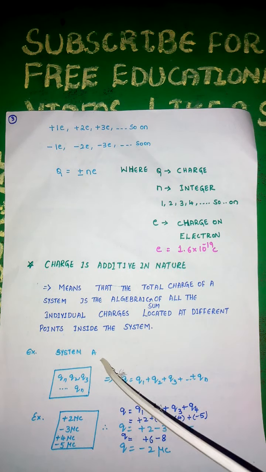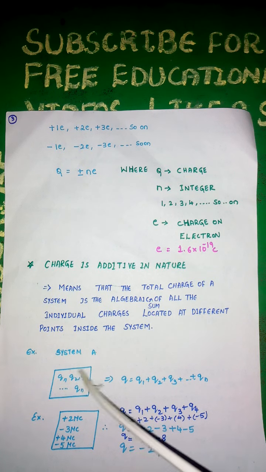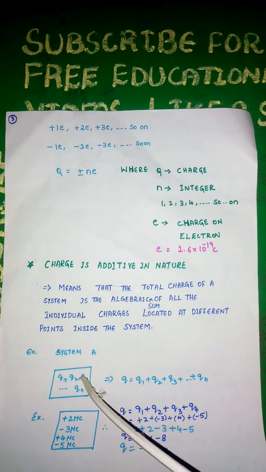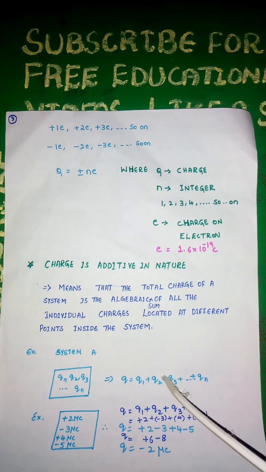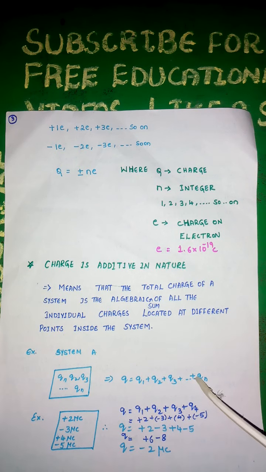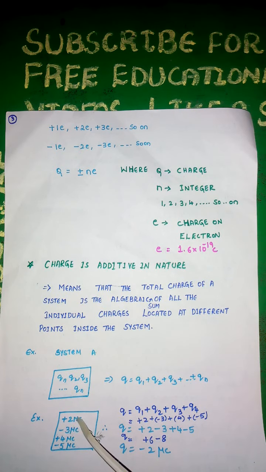Example, system A. Suppose a number of charges are present. Now, what is the total charge on this? Then I have to add all these charges. Q is equal to Q1 plus Q2 plus Q3 and so on till Qn. Example: plus 2 mu c, minus 3 mu c, plus 4 mu c, minus 5 mu c. These charges are present.